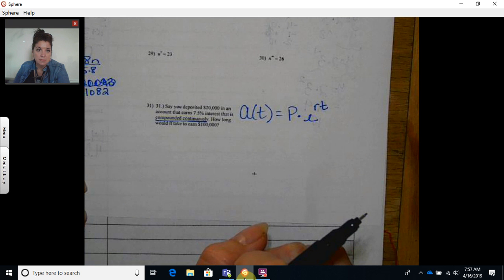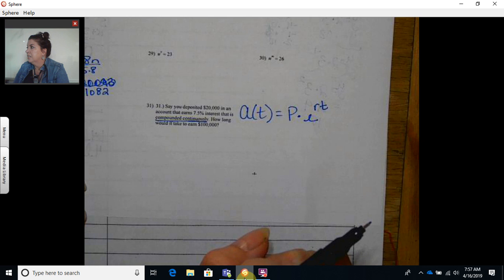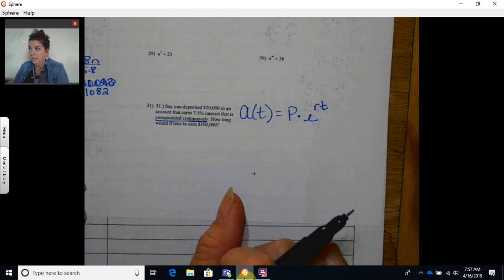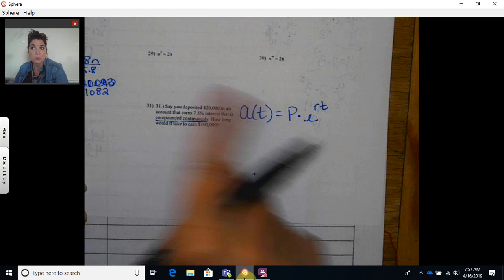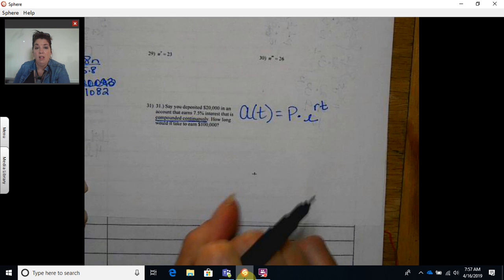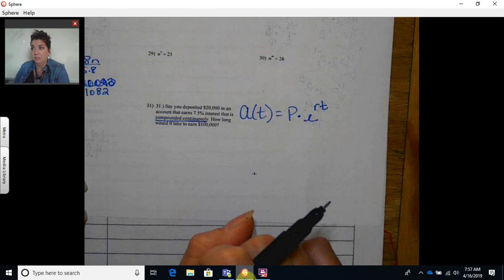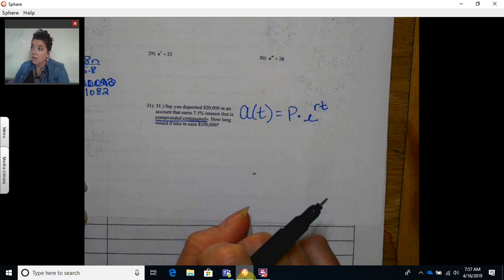And do we know the time? So time's what we're looking for, right? So that means we're going to have a variable in the exponent. So this will end up being an exponential equation that you have to solve. This one will not be multiple choice on your test. The graphs might not be multiple choice on your test. Don't know. They may not all be multiple choice. Most of them will be. Any questions?